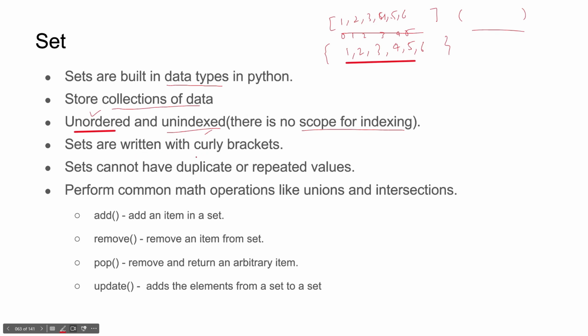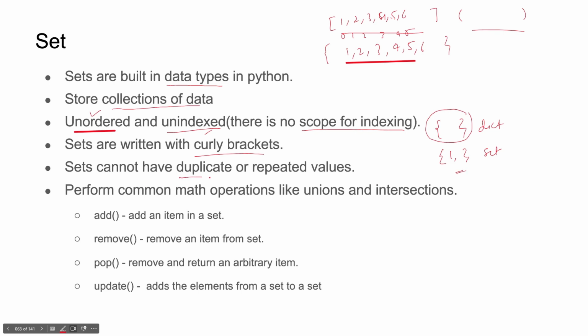Sets are written in curly brackets. Now it is a confusion. Dictionaries are also written in this, and sets are also. But by default it will consider this as a dictionary. I have shown you in the example. If you want to define a set, you have to define at least a value. Then it will be a set, right?